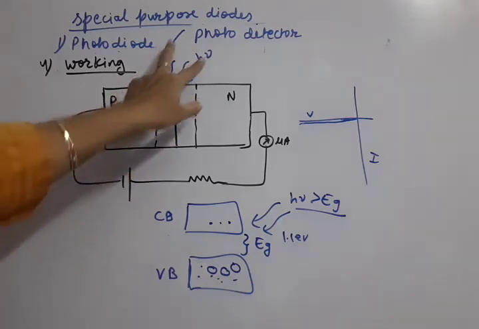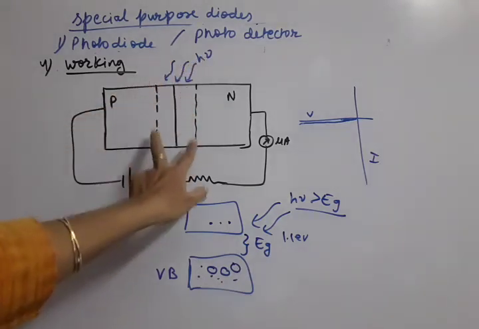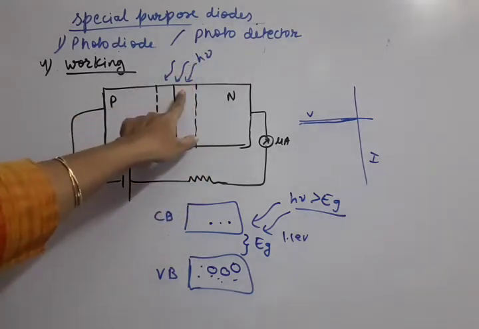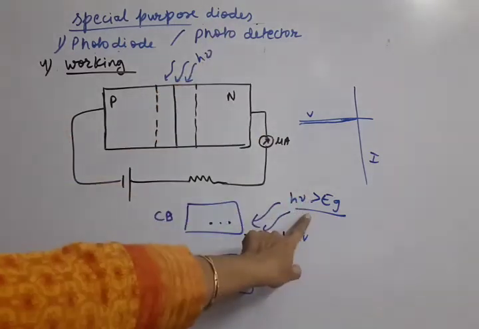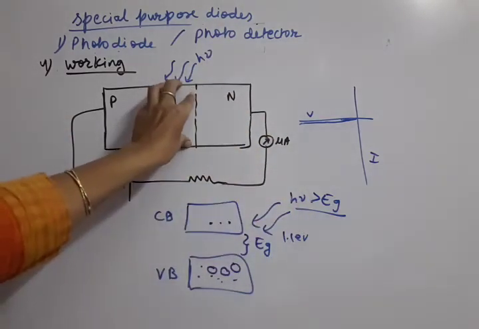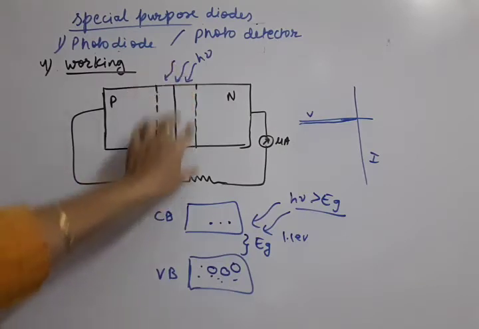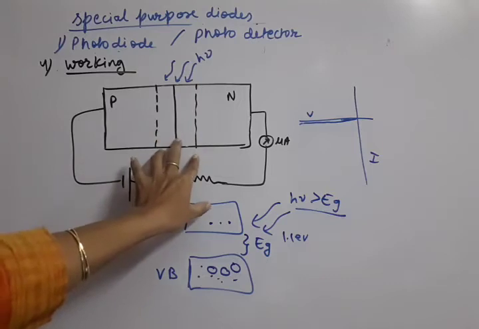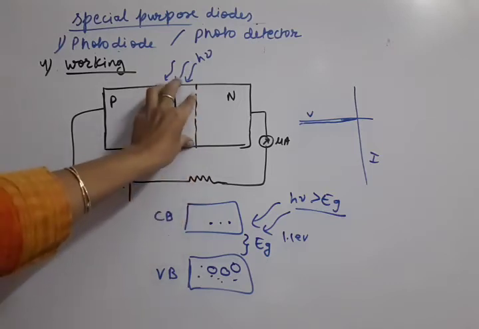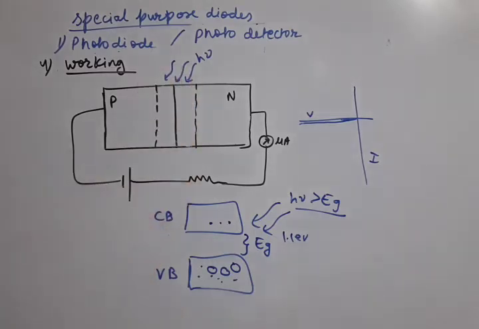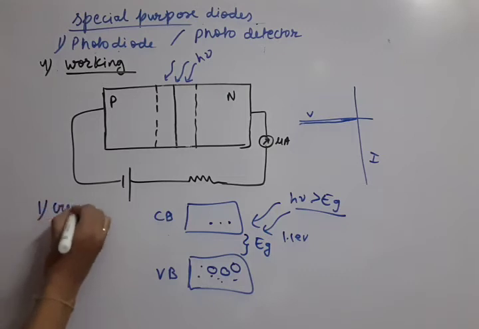As soon as we fall light near the junction, where the window is provided, with energy h nu greater than the band gap, electron hole pairs are created near the junction in this semiconductor. The second step will be that these electron hole pairs have to get separated. So the first step is the creation of electron hole pairs.